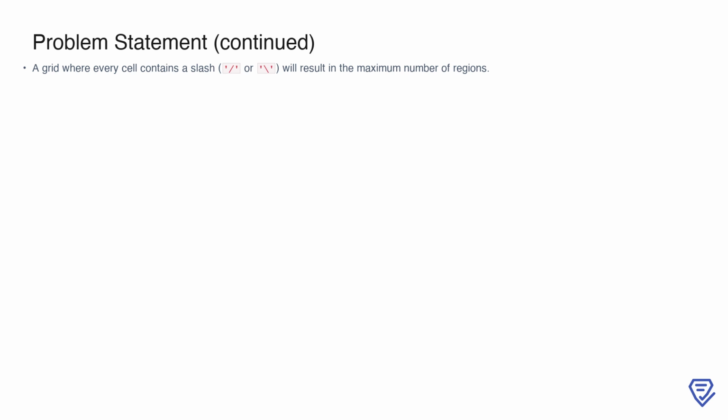As an edge case, when the grid contains no slashes, the entire grid remains one connected region. On the other hand, if every cell contains a slash, the number of regions is maximized. Understanding these constraints will help you design an efficient solution for the problem.